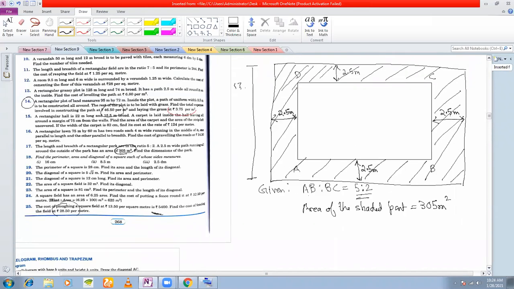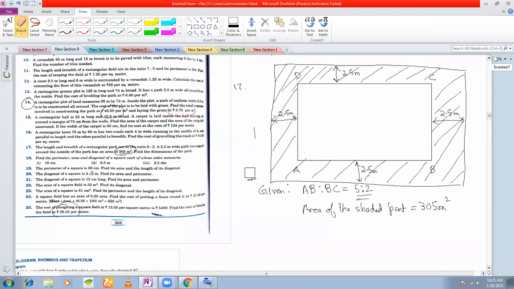See, the ratio is given, right? Let me just read once again which length you have to find. Find out the dimensions of the park. So you don't have to find out this length and breadth. Actually, you have to find out the length and breadth of the inner rectangle, not the outer rectangle. So you have to find out this length here, and this length here. Clear? This is the park, right? You have to find out the length and breadth of the park.